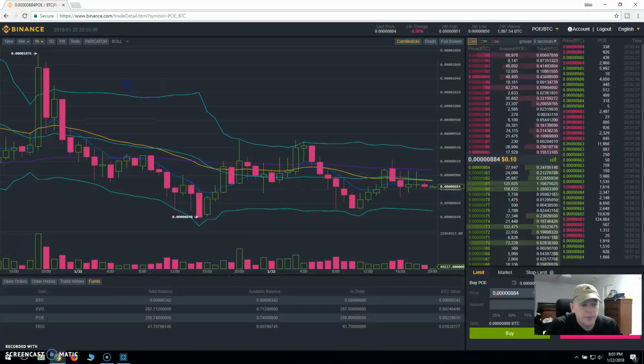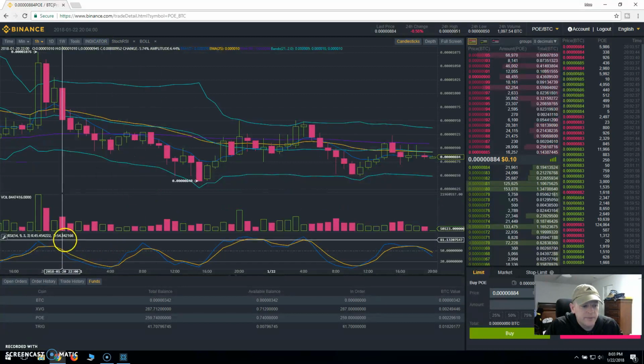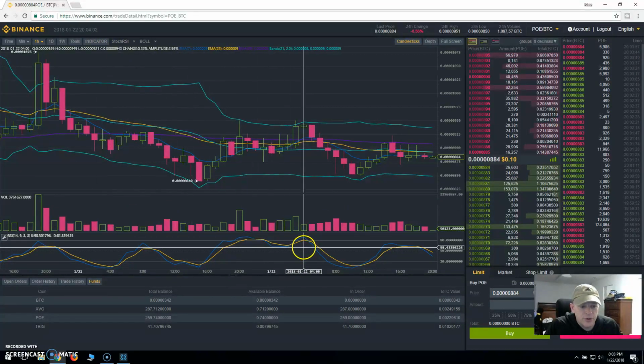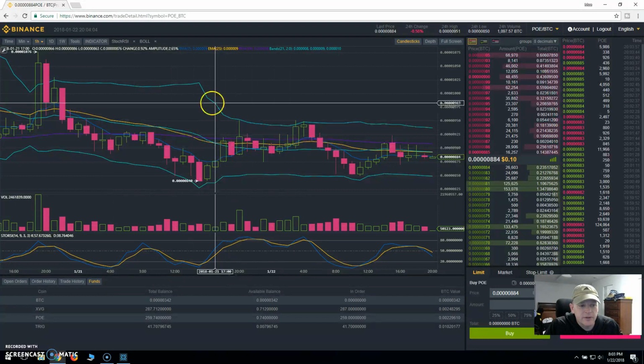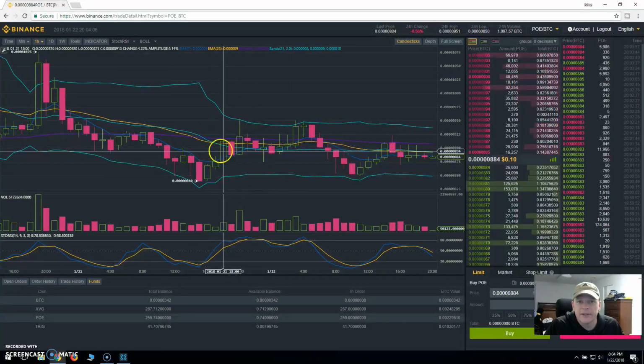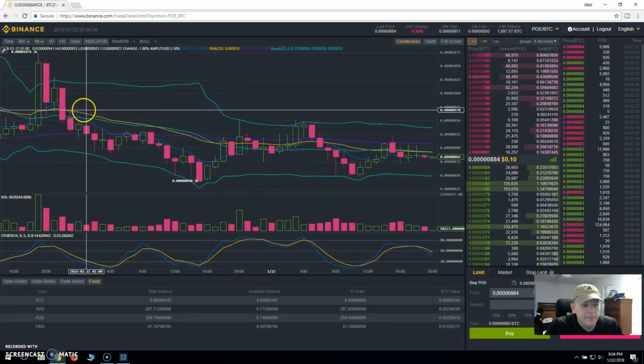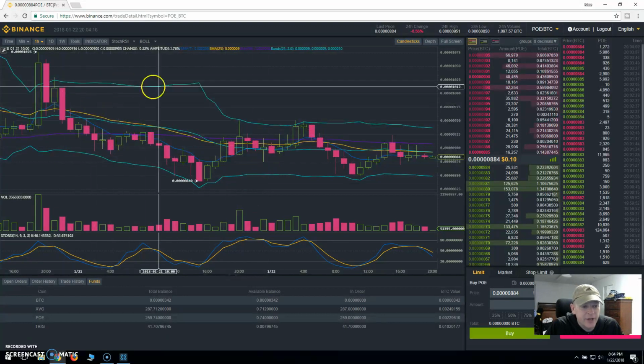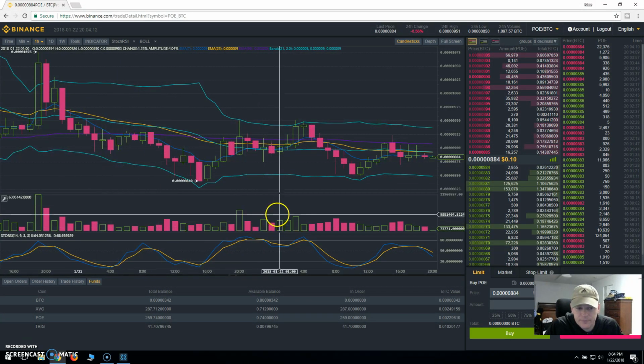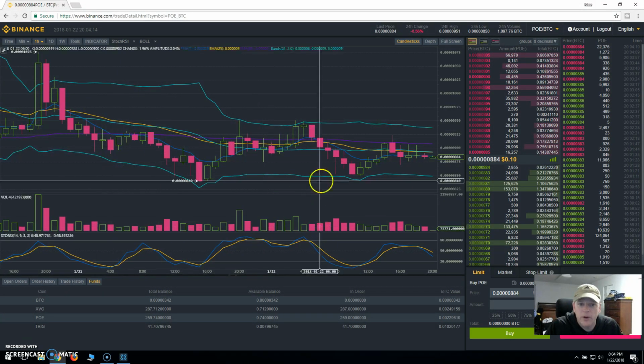But I really like using the Bollinger graph and this one here, which shows this little roller coaster down the bottom. But up here with the Bollinger lines is really what I like to focus on. So you have a mean, the middle line here, and then you have an upper line and a lower line, a support and a resistance line.